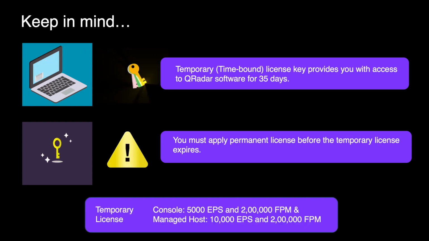The temporary license key allows for 5000 events per second on the IBM QRadar console and 10,000 events per second on each managed host. The flows per minute rate for the temporary license is 2 lakh on both the IBM QRadar console and the managed host.